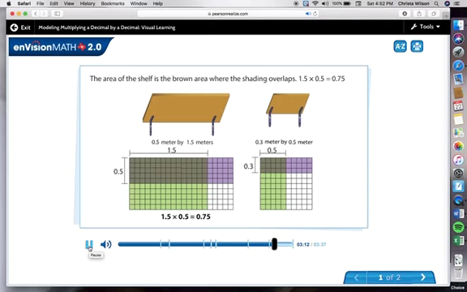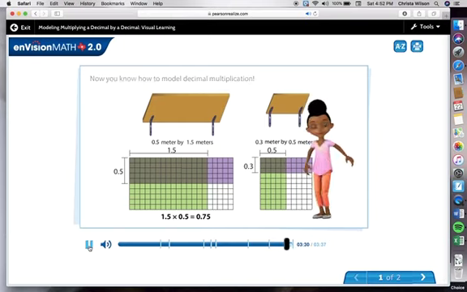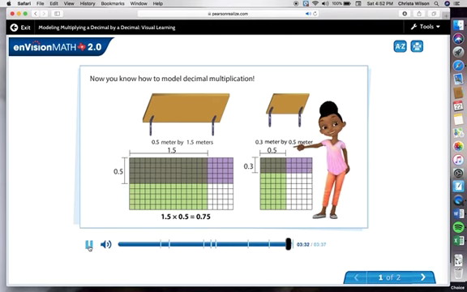The area of the shelf is the brown area where the shading overlaps. 1 5/10 times 5/10 equals 75/100ths. The area of the longer shelf is 75/100ths square meter. Now you know how to model decimal multiplication.